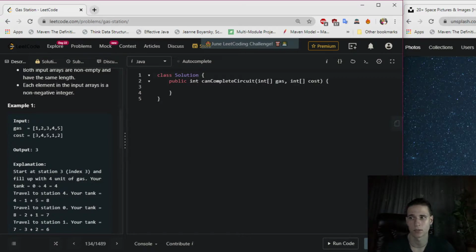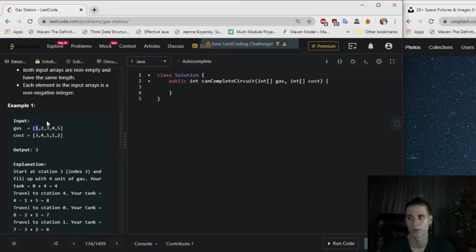And fill up with 4 units of gas. Your tank equals 0 plus 4, which equals 4. Travel to station 4, to this one. Your tank equals 4 minus 1 plus 5 equals 8. Travel to station 0. Your tank equals 8 minus 2 plus 1 equals 7.